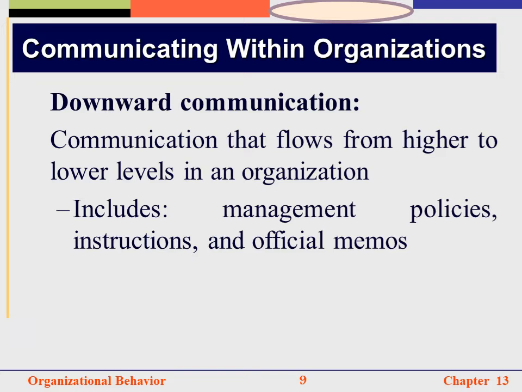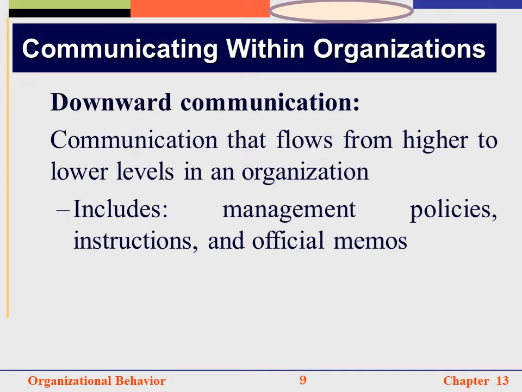Let's start with downward communication. Communication that flows from higher to lower levels in an organization. That means who is the receiver? The lower level management or subordinates. Who is the communicator? The manager or top level managers giving communication to the lower levels, right? So this kind of communication includes management policies, instructions, official memos, any kind of procedures. The management wants to inform the lower level with procedures, manuals, or give some publications, right? So these are some instructions that higher level managers want to give to lower level managers or subordinates.